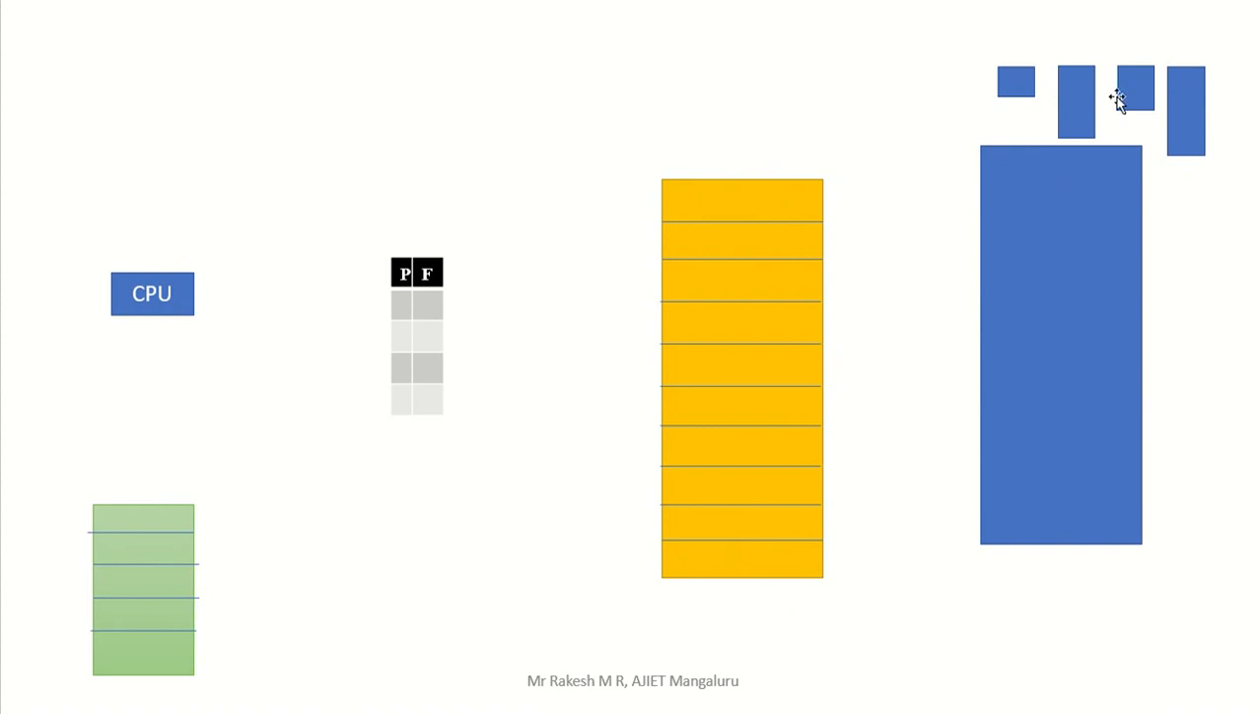A lot of processes are there. For example, I considered here 1, 2, 3, 4 processes in secondary memory. Actually it contains a lot of processes, but I consider only 4. But the size of the primary memory or main memory is less, so I can take only some of the processes here. So how to take that process inside this main memory?